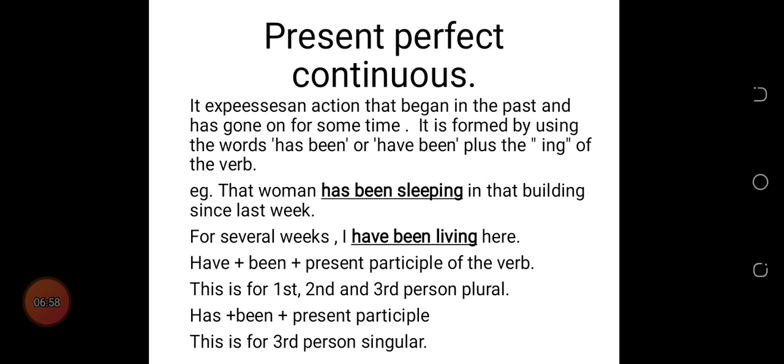I'll take that again. We're saying that the present perfect continuous expresses an action that began in the past and has gone on for some time. The use of the word in the continuous tense will tell you that it has gone on for some time, okay? And it is formed by using has been or have been plus the ing form of the verb. All right.